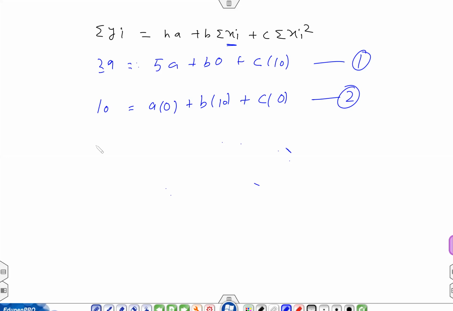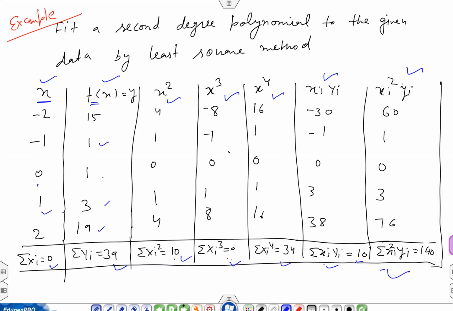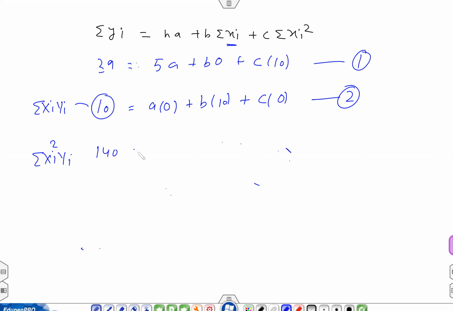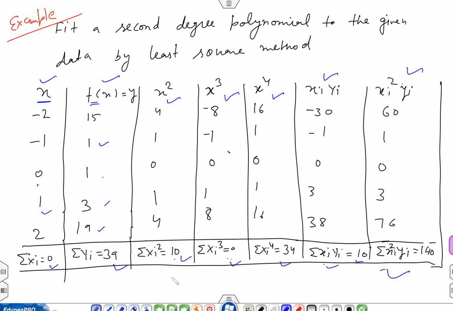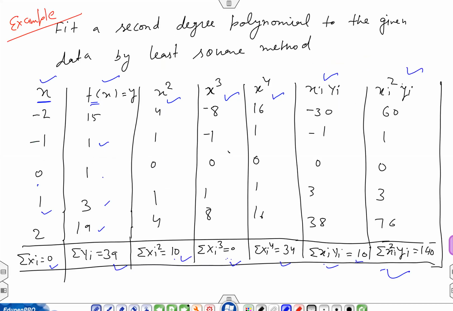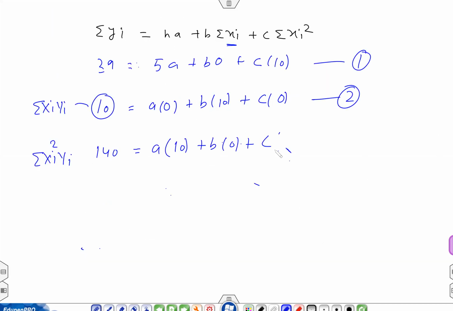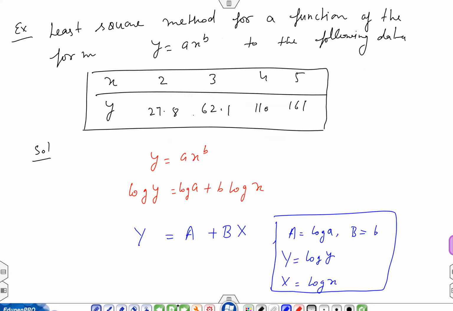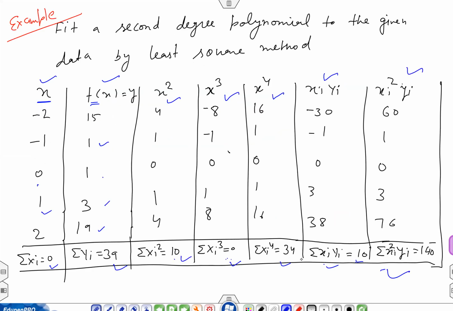Third equation is what? Summation of xi square yi. So this value you can check from here. That is 140. So 140 equal to a into xi square. Xi square is what? This is 10, plus b summation of xi cube. Xi cube is 0, plus c xi 4. Xi 4 is what? 34.